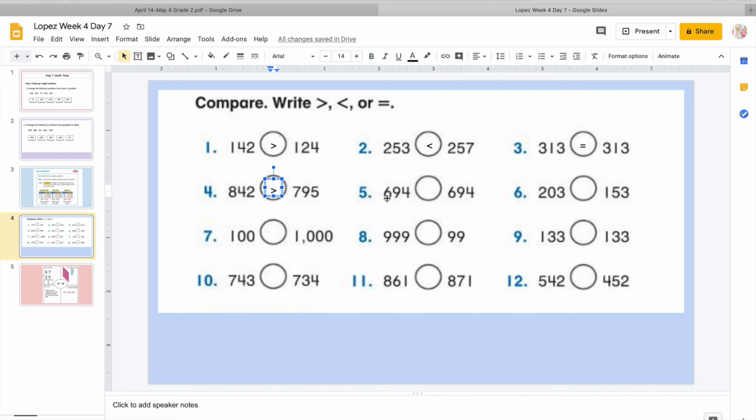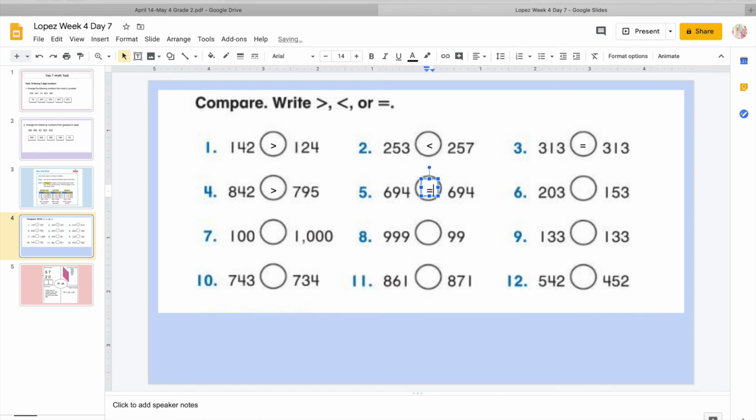Moving on to number 5, we have 694, which we are comparing to 694. Looking at the hundreds column, the 6 and 6 are the same value, so we need to move on to the tens column. Moving on to the tens column, 9 and 9 are the same, so now we need to move on to the ones column, and 4 and 4 are exactly the same. So we know 694 and 694 have the same value, so we are going to say they are equal to each other.